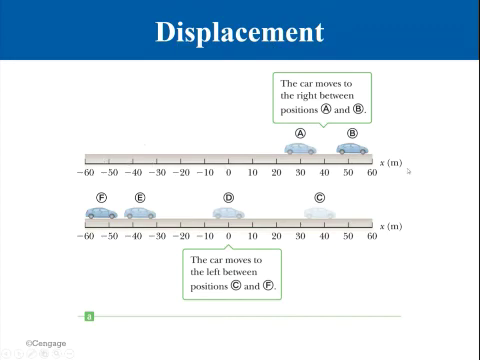As you can see here, we have motion along one direction, the x direction. And here we have this object, this car, moving from point A to point B. So the car here moves to the right from position A to position B. The change in position, which we call displacement, delta x, equals x final minus x initial.